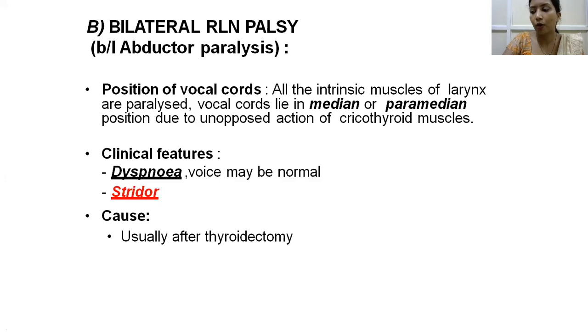We have discussed that for phonation, cough, and swallowing, we need the vocal cords to be in a median position. Since that is already achieved, the voice may be normal in these patients. But in patients when they are in a paramedian position, sometimes they might complain of very slight voice changes. The causes for a bilateral recurrent laryngeal nerve paralysis are most commonly after iatrogenic thyroid surgeries.